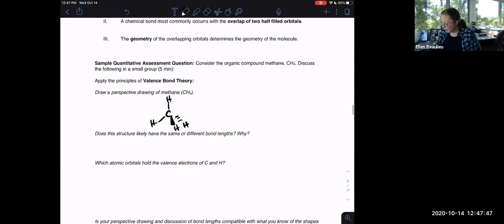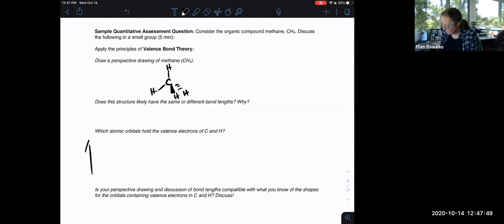I want you to draw me the valence electrons for hydrogen. What's the energy level diagram for the valence electrons in a hydrogen atom? Where are they? What's the ground state electron configuration for hydrogen?